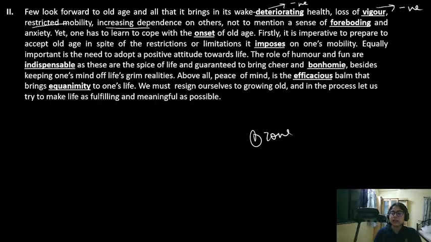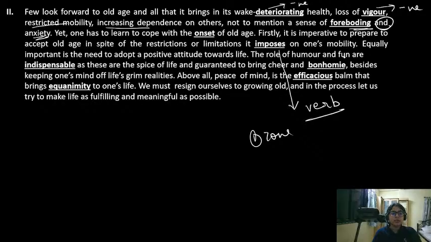So deteriorating and loss of vigor, both are negative words. A sense of foreboding and anxiety, मतलब दोनों terms similar हैं. So foreboding is going to be similar to anxiety. Anxiety का मतलब है घबराहट. ठीक है, तो foreboding घबराहट से ही similar होगा. Then prepare, accept old age in spite of the restrictions or limitations it imposes on one's mobility. ठीक है, it is doing something on one's mobility. So this is also therefore a verb.